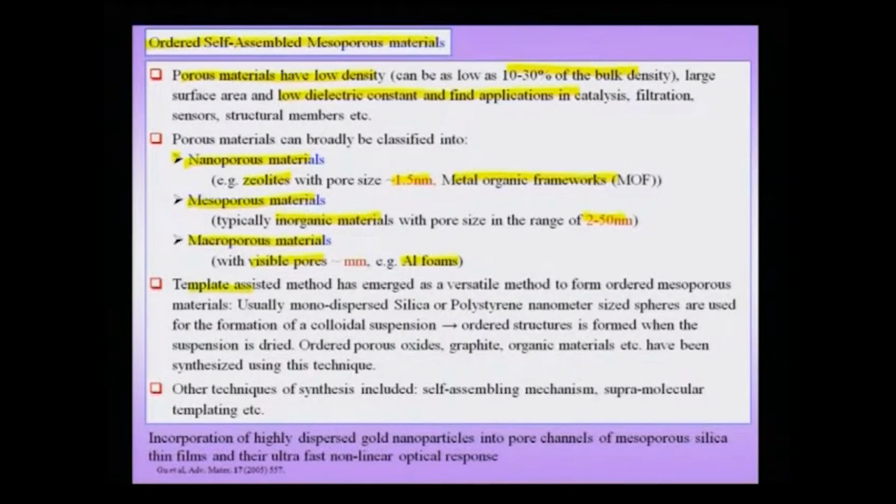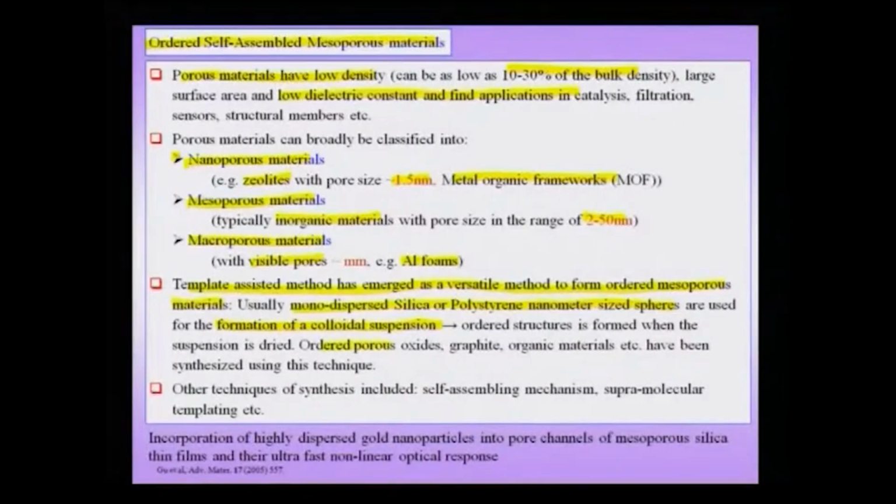A template assisted method has emerged as the most versatile and common method to form ordered mesoporous materials, and here typically we take monodisperse silica or polystyrene nano diameter size spheres, and typically this means that we are using a single size sphere, and we form a colloidal suspension. Ordered structures are formed when the suspension is dried. Therefore, I take monodispersed silica or polystyrene, that means fixed size spheres, in a colloidal suspension, and I allow the particles to order when I actually dry the substance, and using this method ordered porous oxides, graphite, organic materials, etc. have been synthesized.